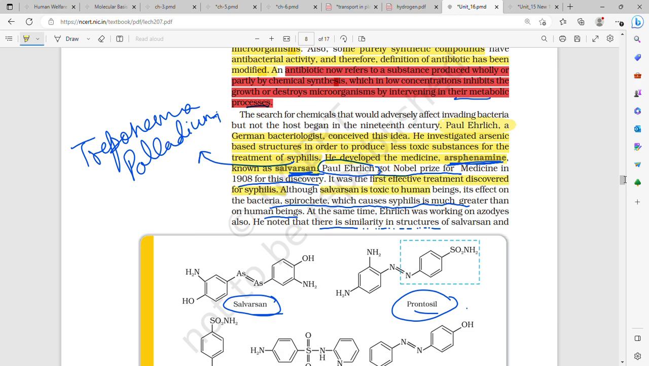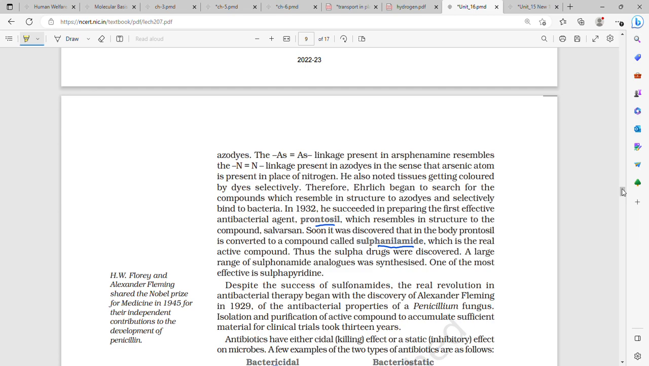Although Salvarsan is toxic to human beings, its effect on the bacteria, spirochete, which causes syphilis, is much greater than its effect on human beings. At the same time, Ehrlich was working on azo dyes also, and he noted that there is a similarity in the structure of Salvarsan and azo dye. The arsenic linkage present in arsphenamine resembles the nitrogen-nitrogen linkage present in azo dye, in the sense that the arsenic atom is present in place of nitrogen.